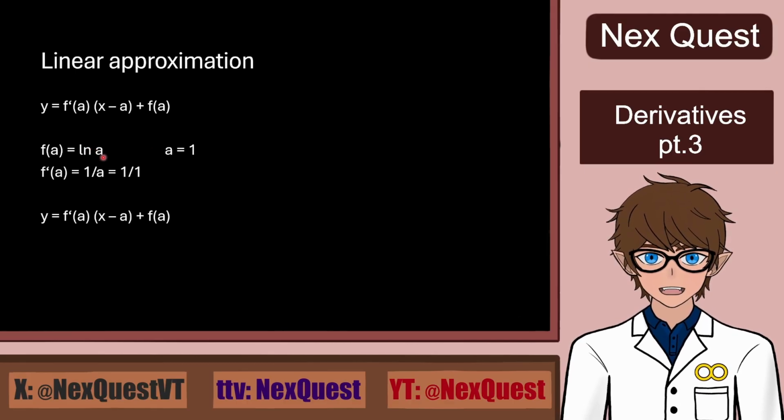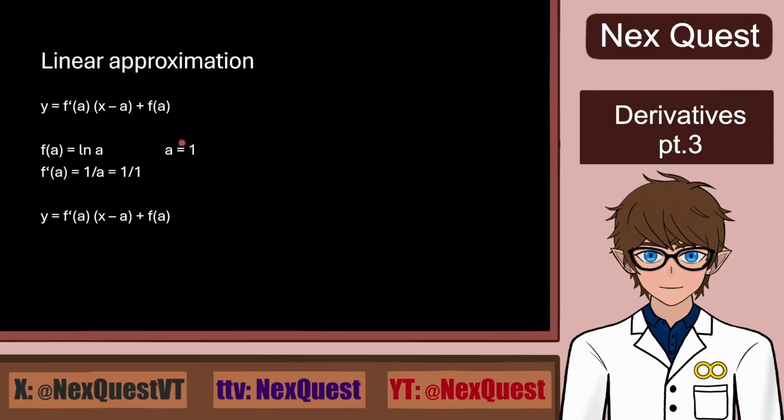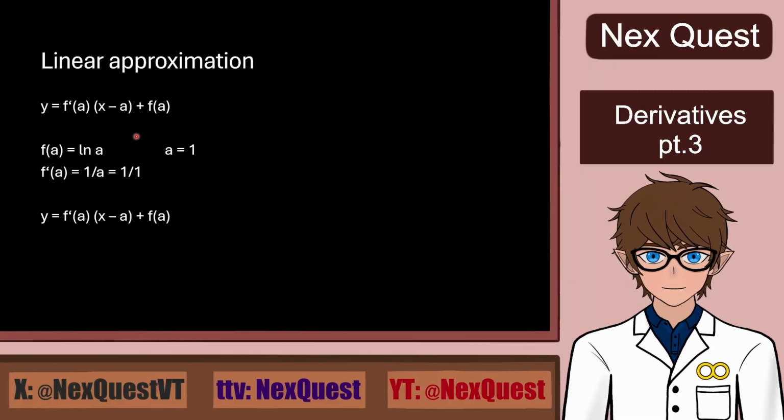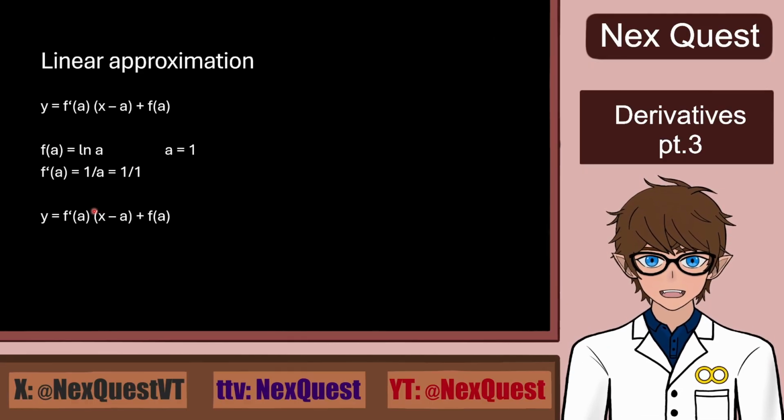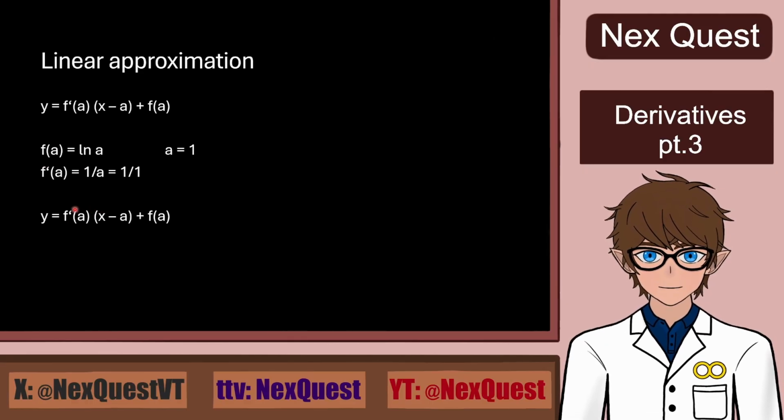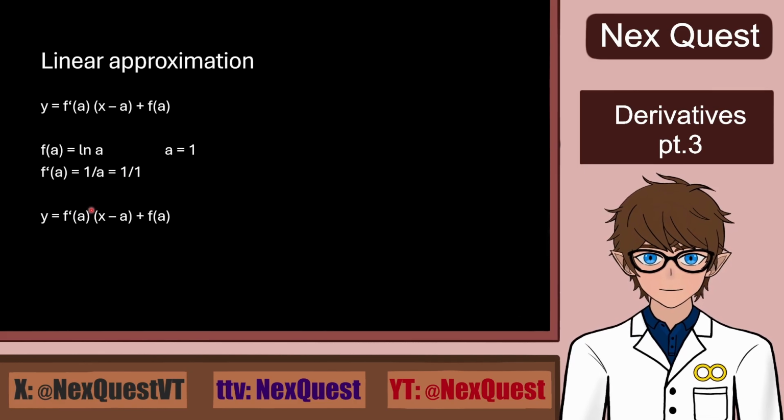So I changed the x to a because our a in this case is the nice value, so the one that's easy to calculate for. That's why I adjusted it. And then I put these into this formula right here. So the derivative at a is 1 divided by 1.